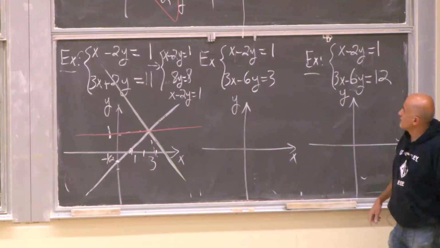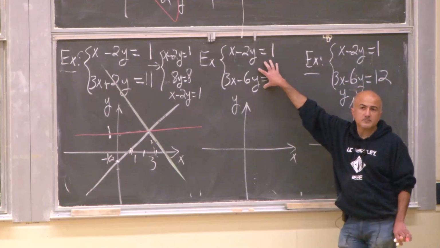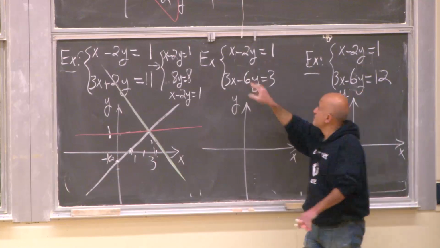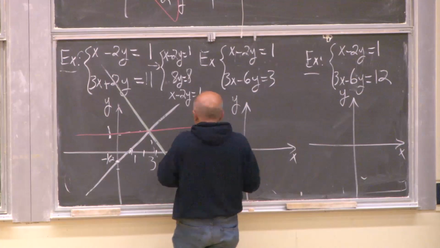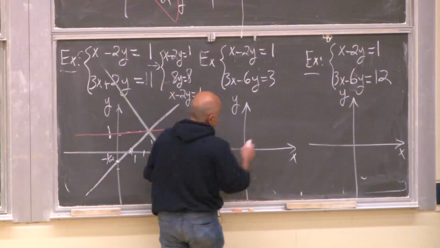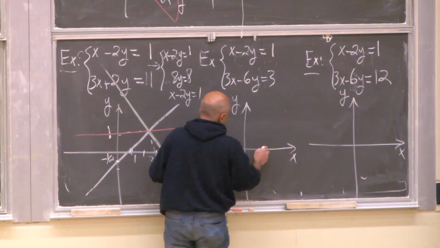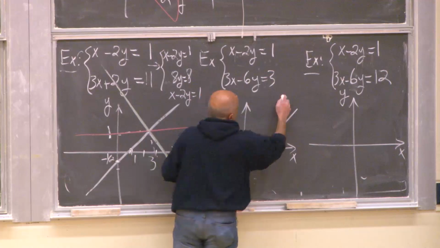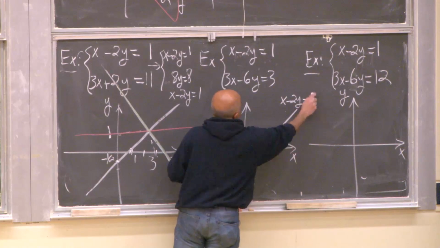Cool. Now, what do you think is going to happen here? This was our infinity of solutions. Are the lines going to intersect at a point? What do you think the lines are going to do? They're the same line. They're going to overlap, right? So the line for the first equation is the same. It goes through 1 and minus 1/2. Okay, so this is x minus 2y equals 1.